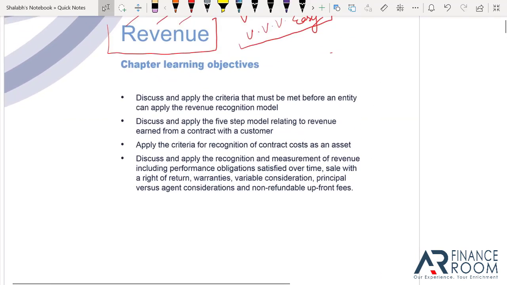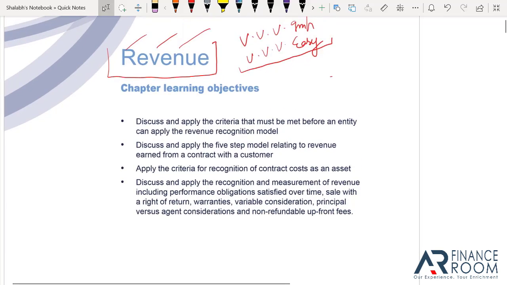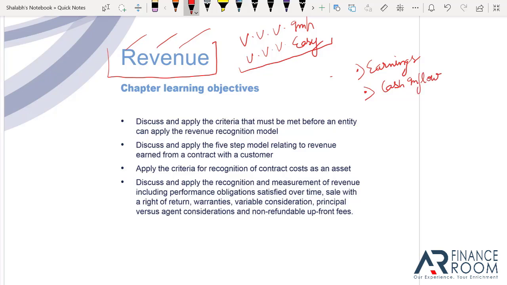What do you mean by revenue? If I ask you in very layman language, I know you have all cleared your previous levels of exam and you are smart and knowledgeable people of accounts, but let's just think from a layman's perspective. What is revenue? In layman language, I can say earnings. It's my earning, it's my cash inflow. That's how I'm supposed to run my business.